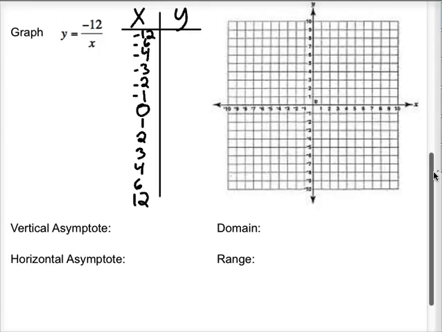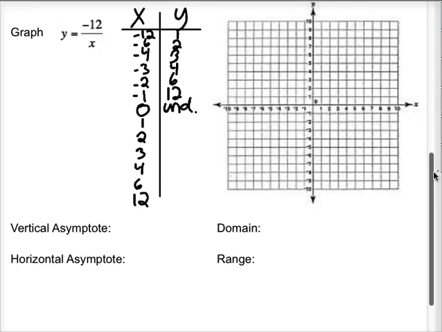And remember, 0 is just there because it's undefined, just as a center point. And I'm going to go through and start calculating this. So -12 divided by -12 is a +1. -12 divided by -6 is a +2. -12 divided by -4 is +3. -12 divided by -3 is a 4. -12 divided by -2 is 6. -12 divided by -1 is a +12.